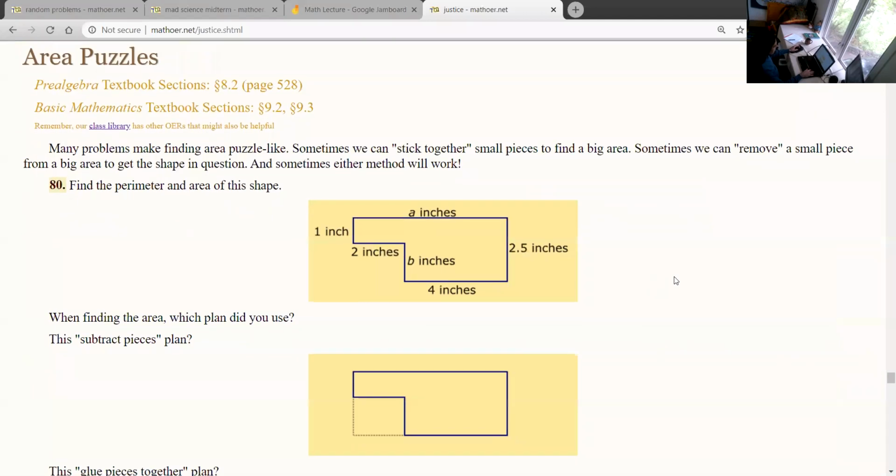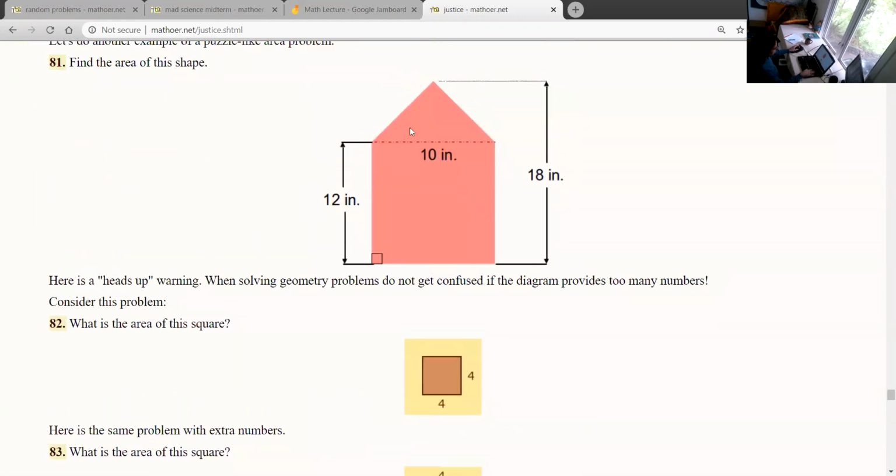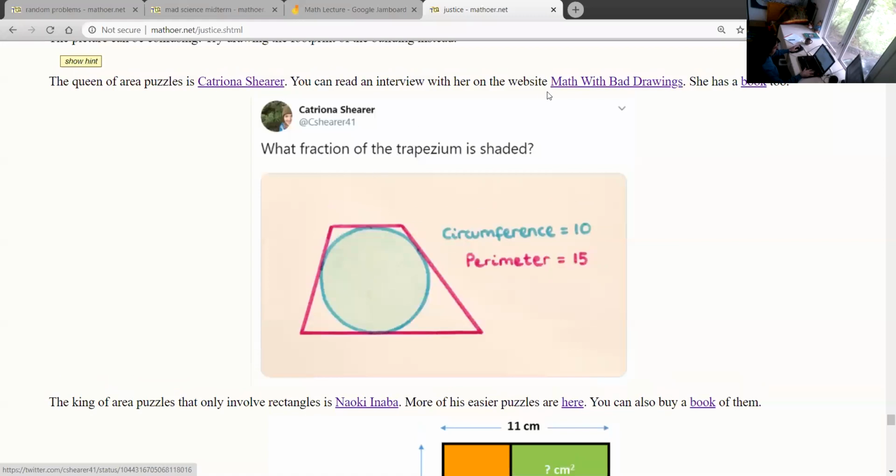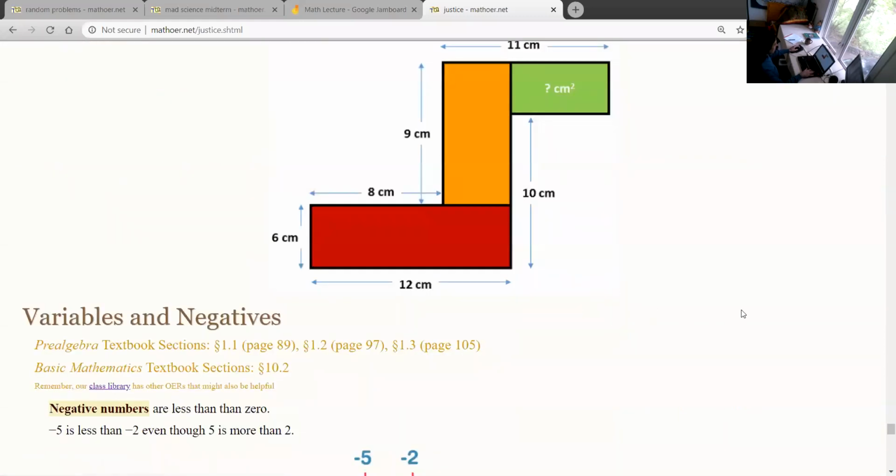And then we'll get to the fun part. The class ends with these area puzzles that I mentioned before, where we take bites out of shapes or glue shapes together and try and find the geometry answers there. Some of them look pretty, some of them aren't. I give you some links to some really hard puzzles if you like this kind of thing.